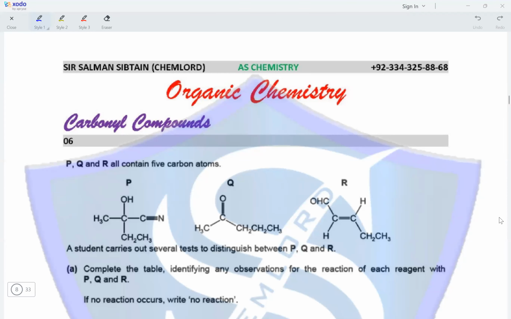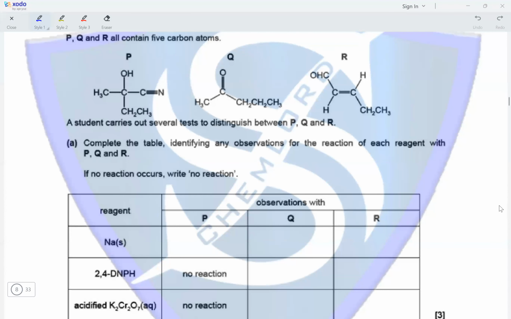Question 6. P, Q, and R all contain 5 carbon atoms. So P is a cyanohydrin, Q is a ketone, and R is an aldehyde and an alkene. A student carries out several tests to distinguish between P, Q, and R. Complete the table identifying any observation for the reaction of each reagent with P, Q, and R. If no reaction occurs, write no reaction.